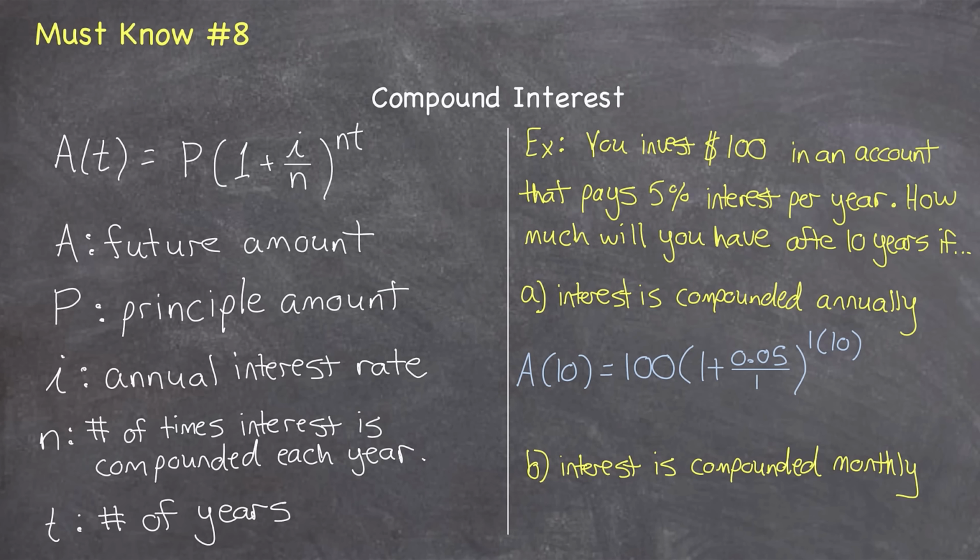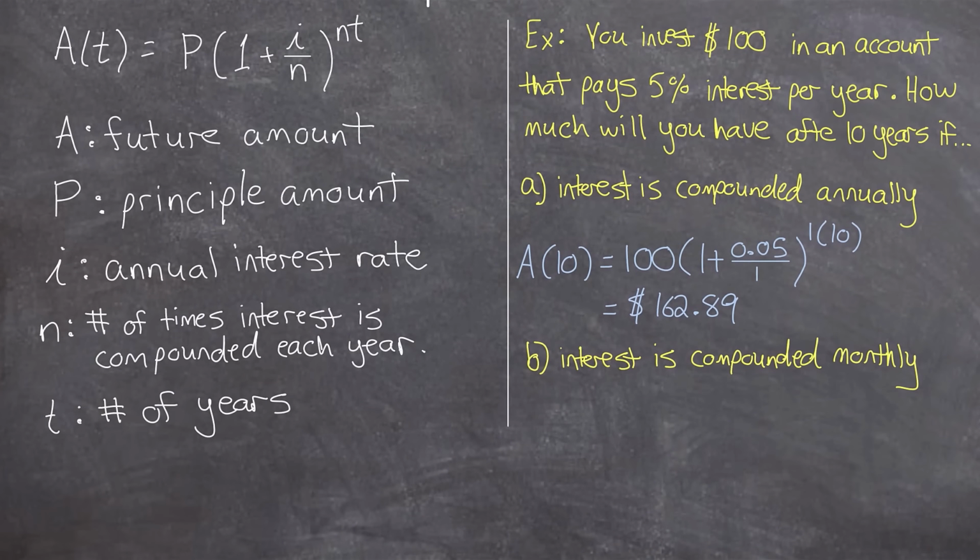If you evaluate this, you would figure out that your $100 has increased up to $162.89. But what would happen if we compounded this interest monthly instead of annually? Well, a lot of the equation is going to look the same, except for the number of compounding periods in a year. It's no longer just going to be 1, it's going to be 12. So I'll rewrite that same equation, but change n to 12.